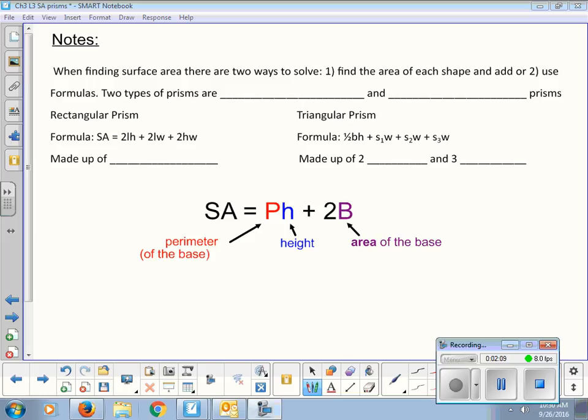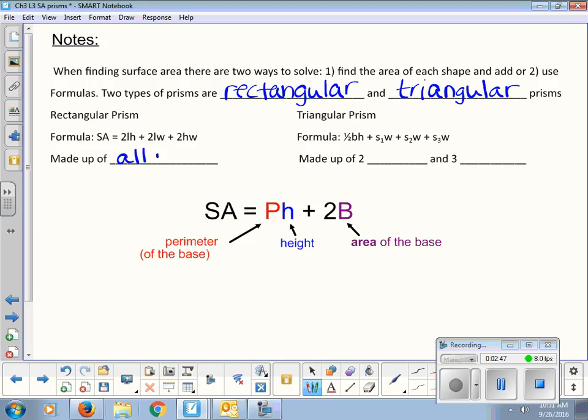The two types of prisms that we are focusing on are rectangular prisms and triangular prisms. So the way you identify the prism is by the shape of the base. If the base is a triangle, it's a triangular prism. If your base is a rectangle, it's a rectangular prism. Remember, in a prism, your lateral sides are rectangles. So a rectangular prism is made up of all rectangles.